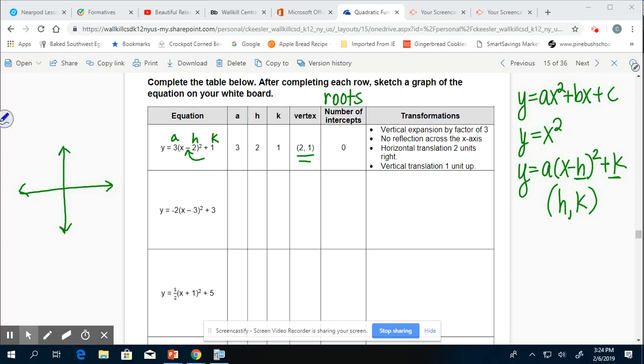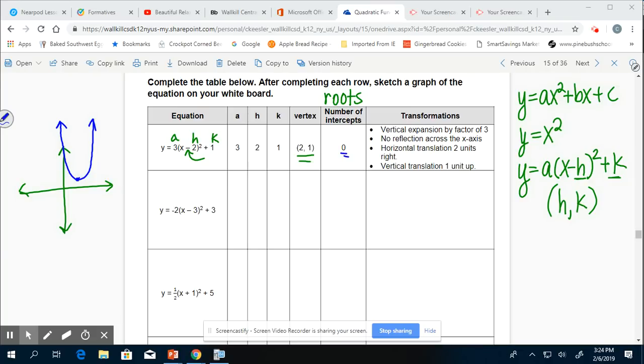So right 2, up 1, about here. I know it's a positive function, which means it's going to go up, and the vertex is going to be a minimum value. So it's going to look something like this. So that function never crosses the x-axis, therefore it has 0 roots.